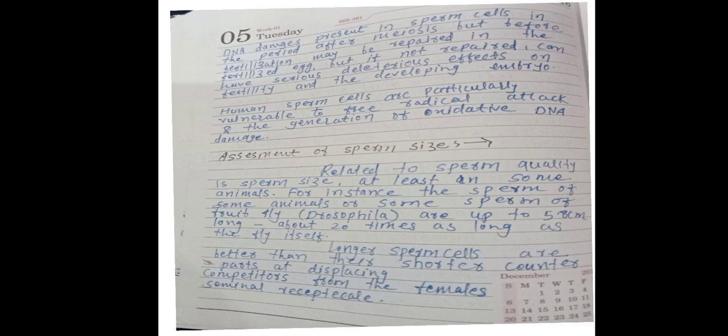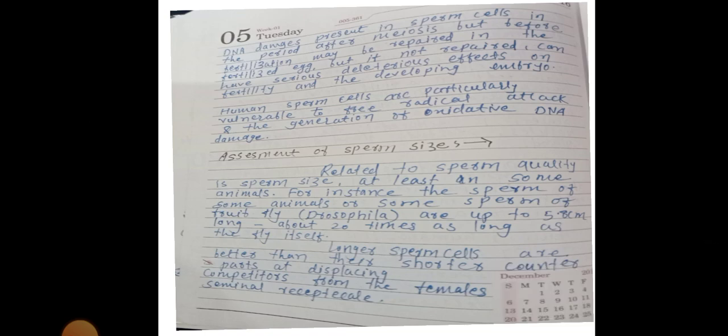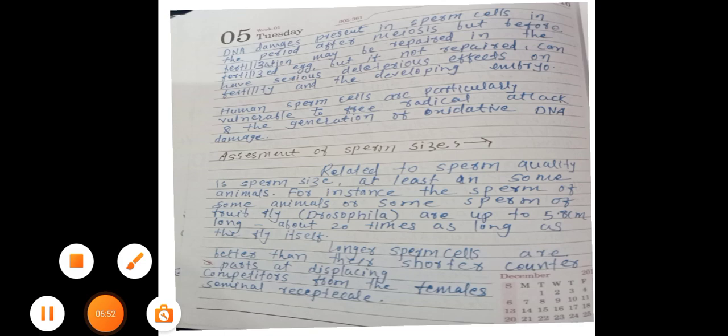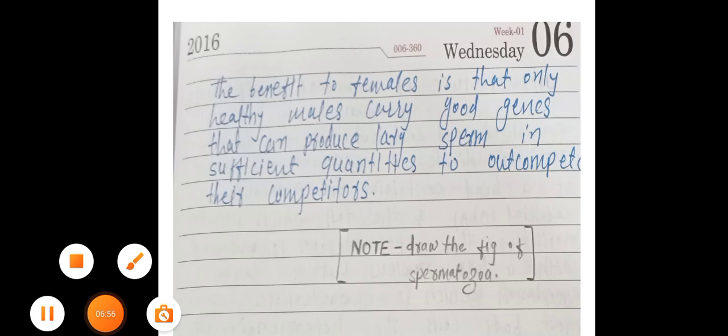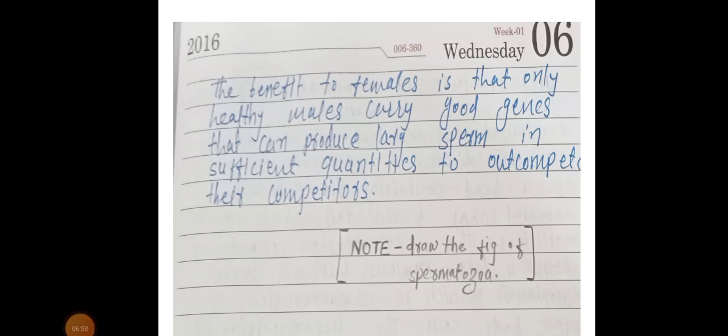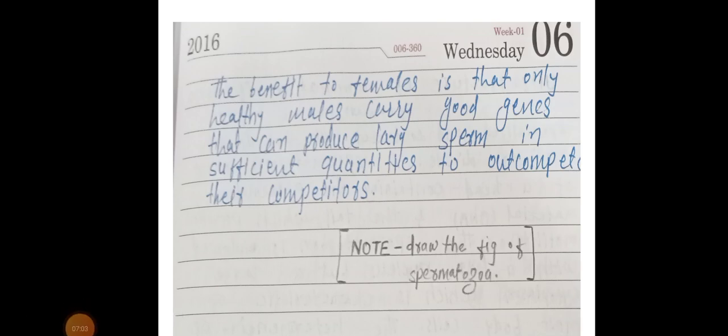Assessment of sperm size: related to sperm quality is sperm size, at least in some animals. For instance, some sperm are about 20 times as long as the fly itself. Longer sperm cells are better than their shorter counterparts at displacing competitors from the female seminal receptacles. The benefit to the female is that only healthy males carry good genes that can produce large sperm in sufficient quantity to outcompete their competitors.